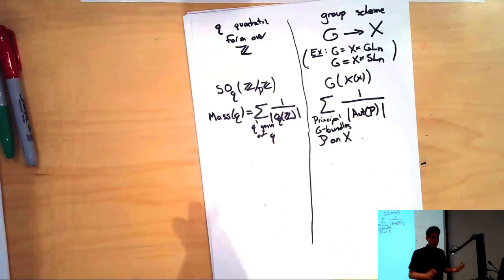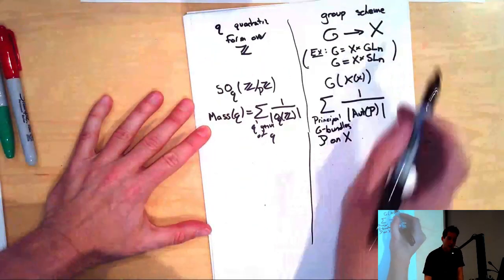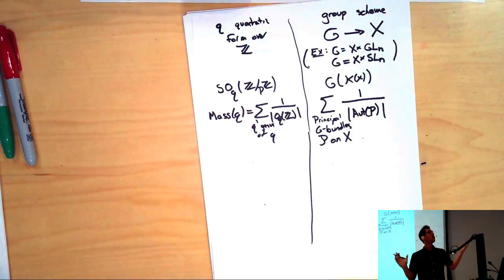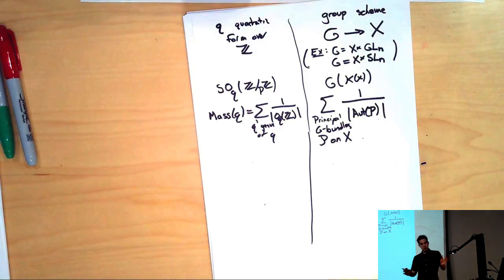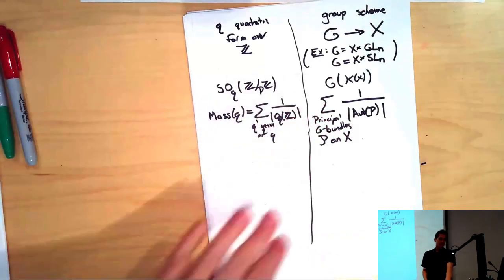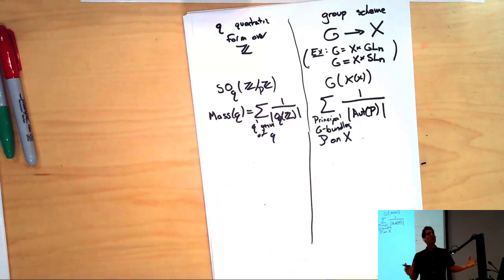So if you're not used to thinking about principal G bundles in general, a good example to think about is G is X cross GL_n, and then principal G bundle just means a vector bundle of rank n. That's not a good example because GL_n is not semisimple. If G is SL_n, then principal G bundle means a vector bundle of rank n together with a trivialization of its determinant.